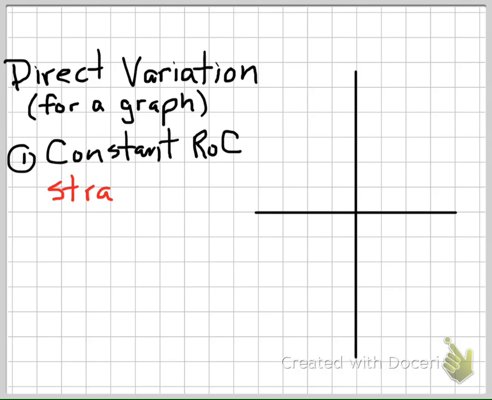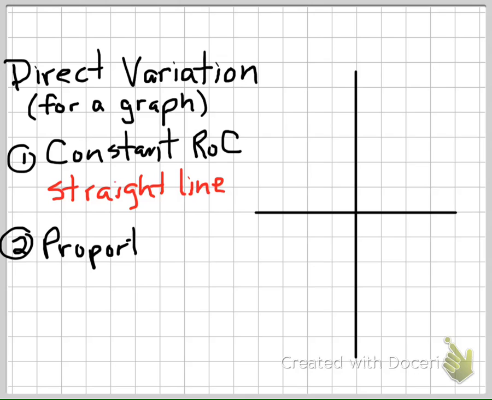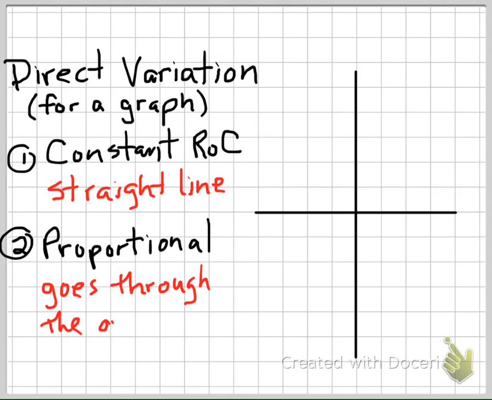In this case, constant rate of change makes it look like a straight line, because if the rate of change is always the same, then the line never curves or never turns. So a line, it's very easy to see that any straight line has a constant rate of change. The second thing is that it's proportional. Again, with a graph, very easy to tell if something's proportional, because the only way it's proportional is if it goes through the origin.